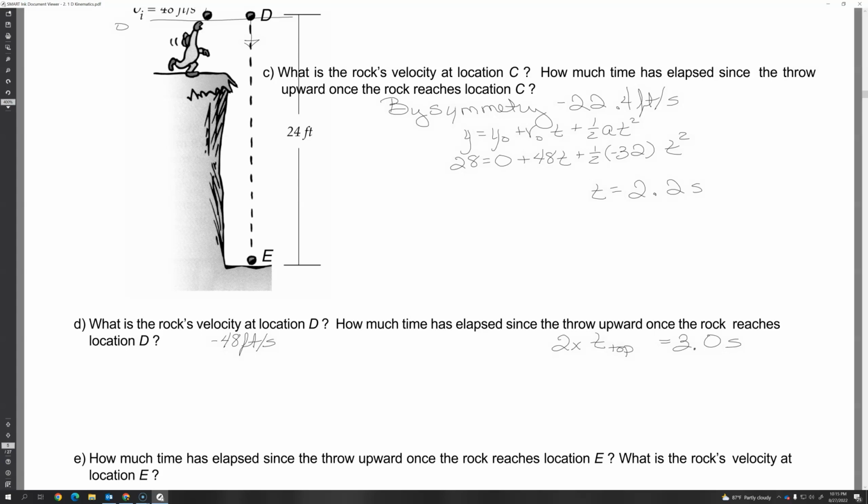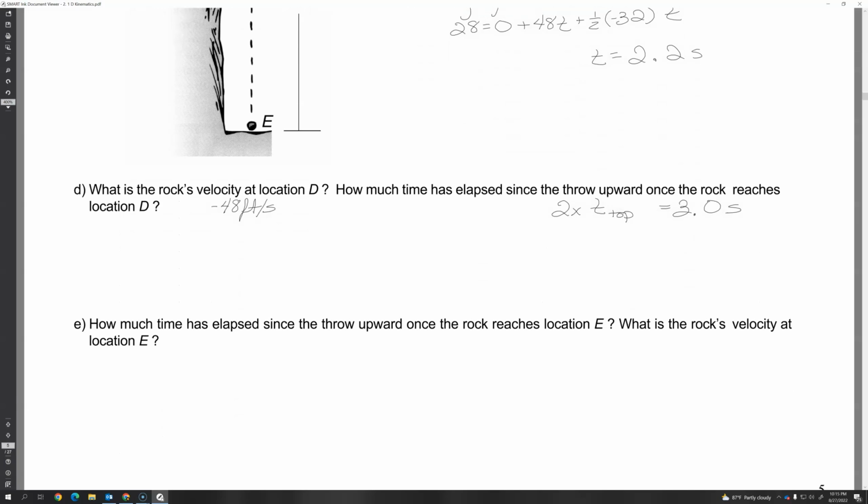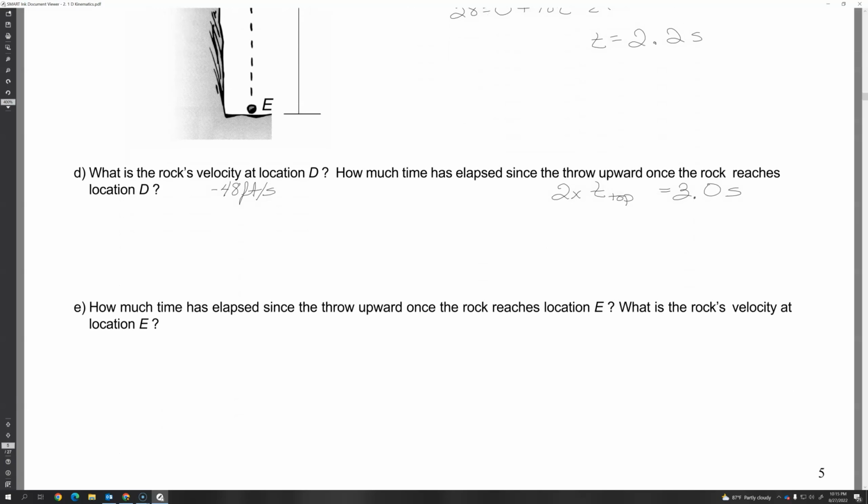So, the rock falls down the cliff and it lands at E. We want to know what is the rock's velocity at E and how much time has elapsed since the initial throw. So here's what I know. If I look at y equals y naught plus v naught t plus 1/2 a t squared, I've got negative 24 equals 0 plus 48 t plus 1/2 times negative 32 times t squared. If I do that, I'm going to get a number bigger than 3. I'm going to get 3.4 seconds.